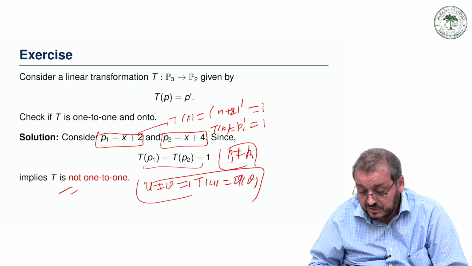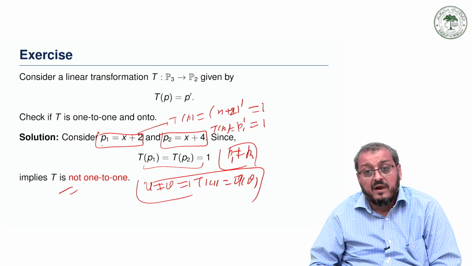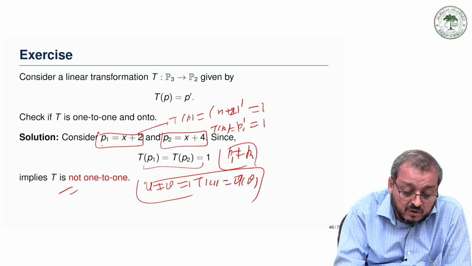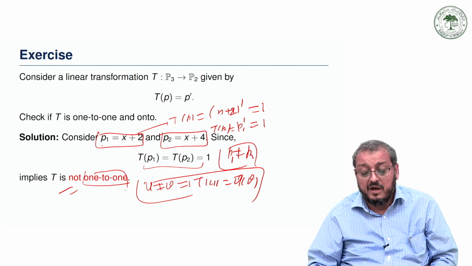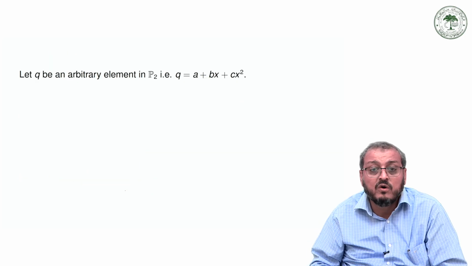Now we have to check. Sorry, this map clearly is not a one-to-one map. Now we try to check whether this is onto or not.